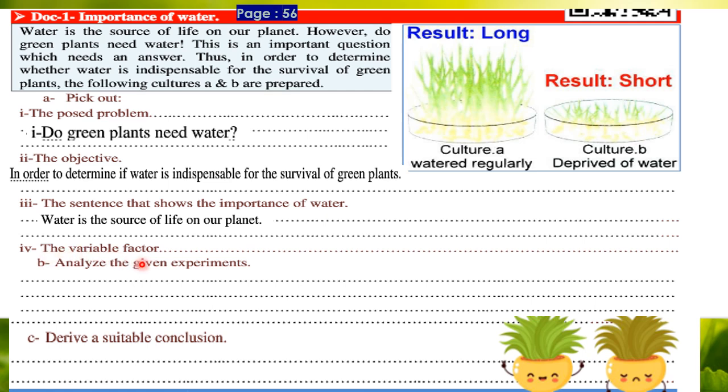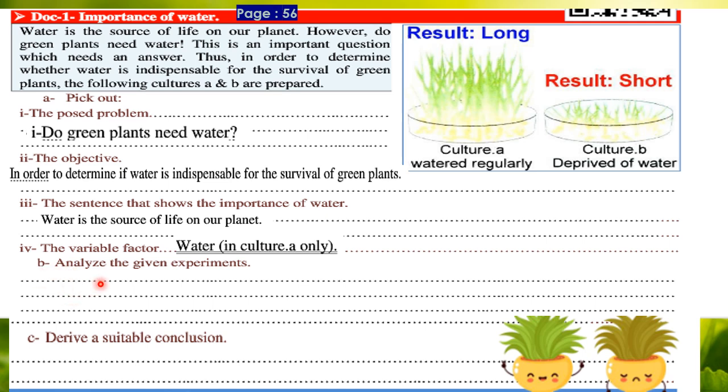Pick out the variable factor here. Here we have two plants. Plant A is watered regularly. Here we have water. Second plant, it is deprived of water. No water here. So what's the variable factor? It's the water, the presence or absence of water. So water here is present in culture A.